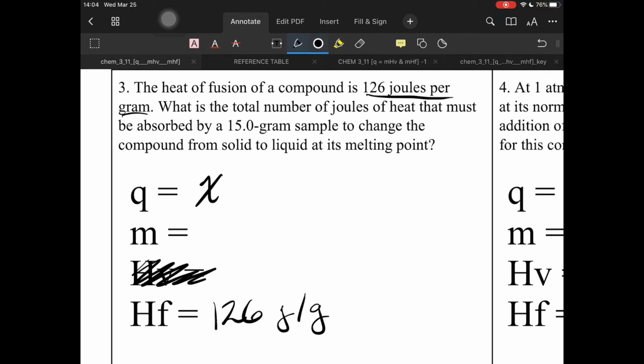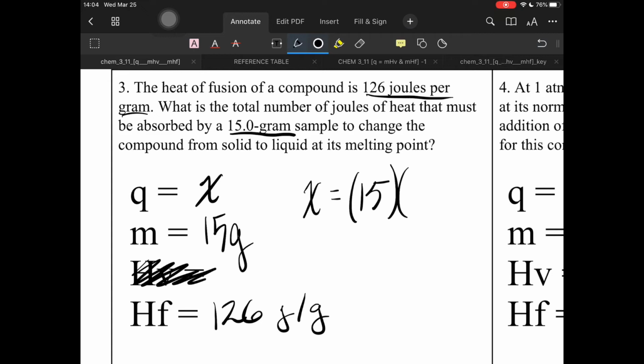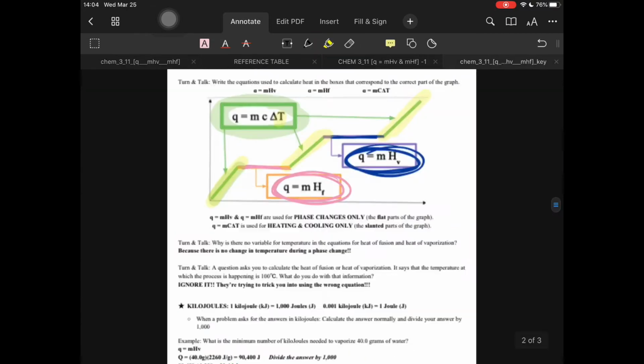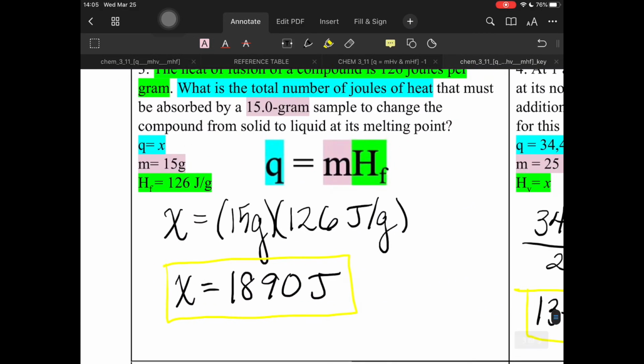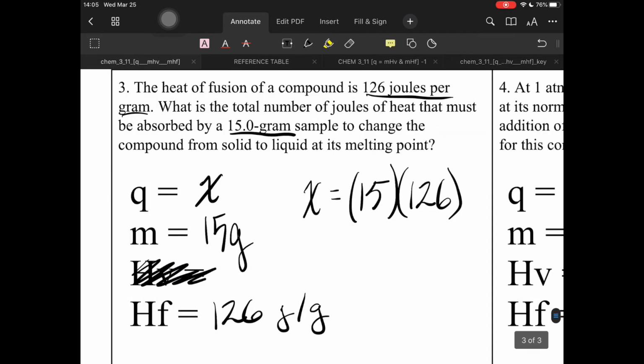That must be absorbed, so now we know that it is an endothermic reaction, by a 15 gram, there you go, 15 gram. So I have X is equal to 15 times 126, and I don't have the answers pulled up. Oh wait, yes I do. That would be 1,890 joules.